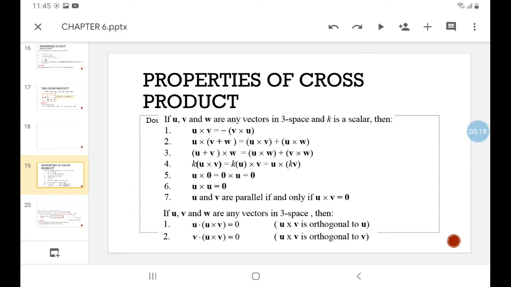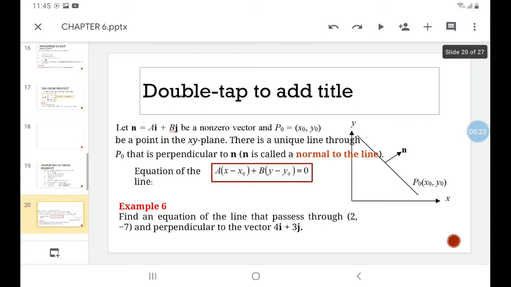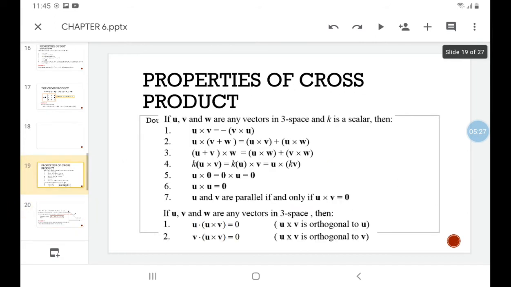Okay, so these are the properties of the cross product. You can read this on your own. Now we are going to learn about the next example.